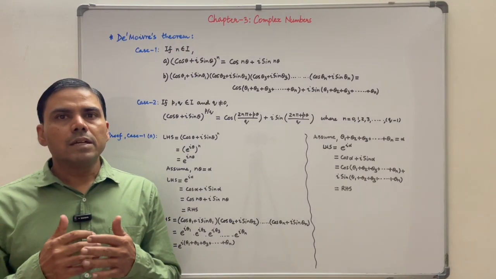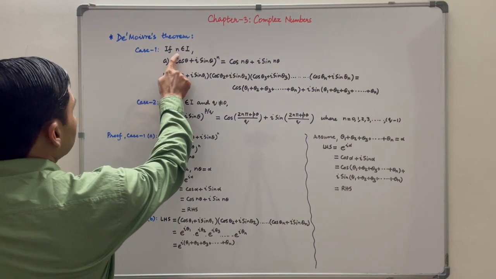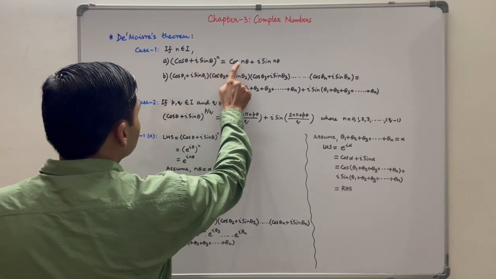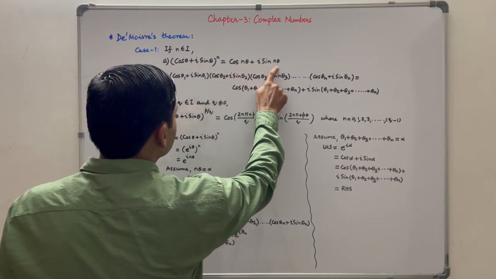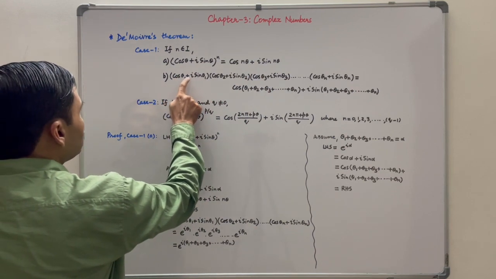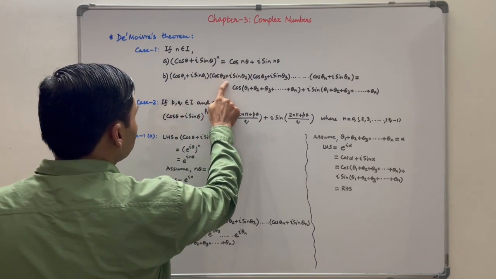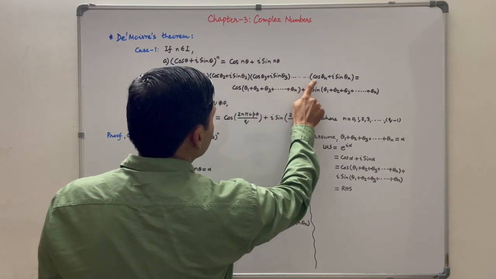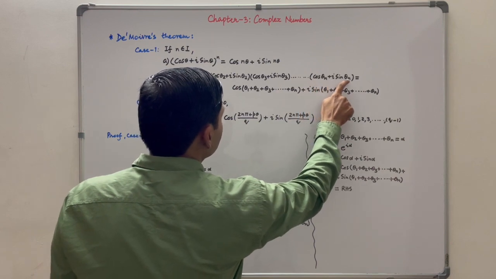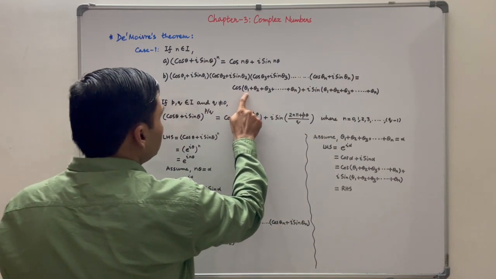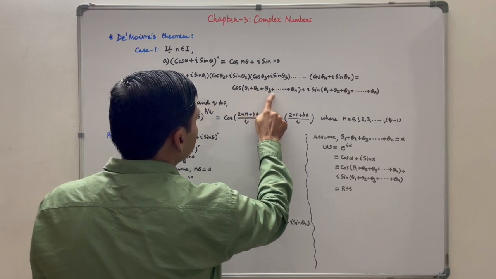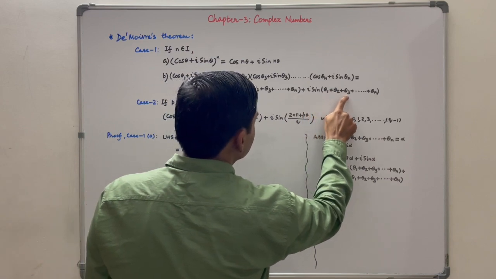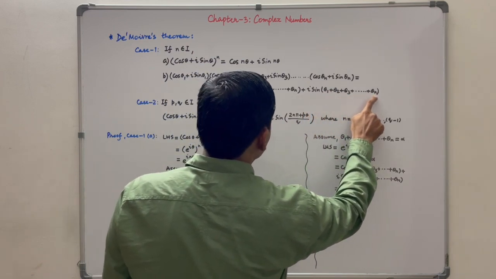Now let us understand the Demoivre's theorem. Case 1, if n is an integer, then cos theta plus I sin theta to power n is equal to cos n theta plus I sin n theta. And cos theta 1 plus I sin theta 1 into cos theta 2 plus I sin theta 2 into cos theta 3 plus I sin theta 3 and so on up to cos theta n plus I sin theta n is equal to cos of theta 1 plus theta 2 plus theta 3 plus and so on up to theta n, plus I sin of theta 1 plus theta 2 plus theta 3 plus and so on up to theta n.